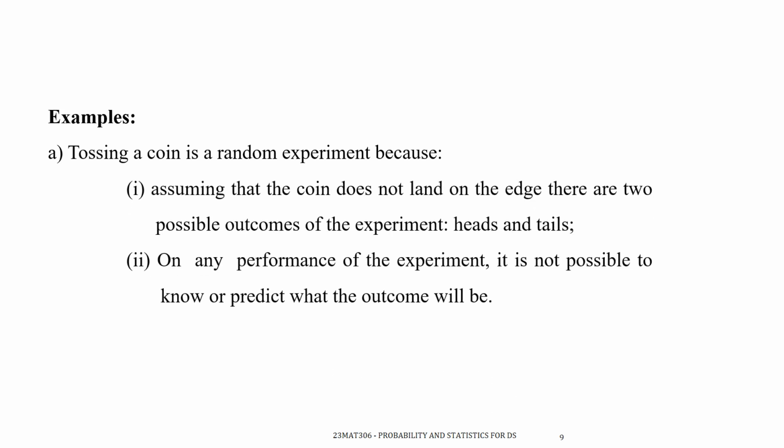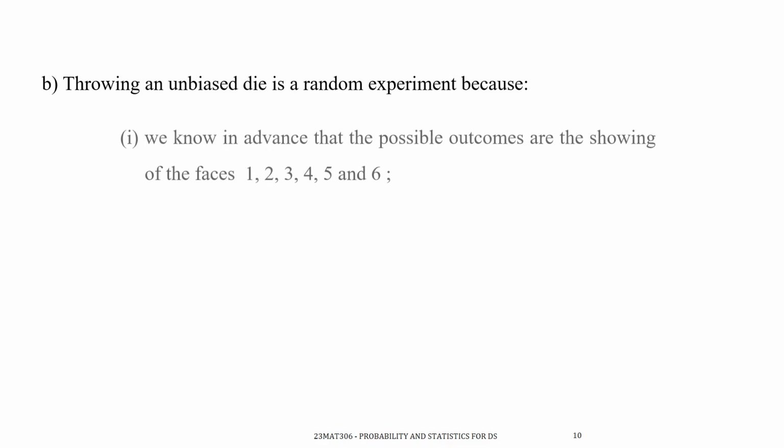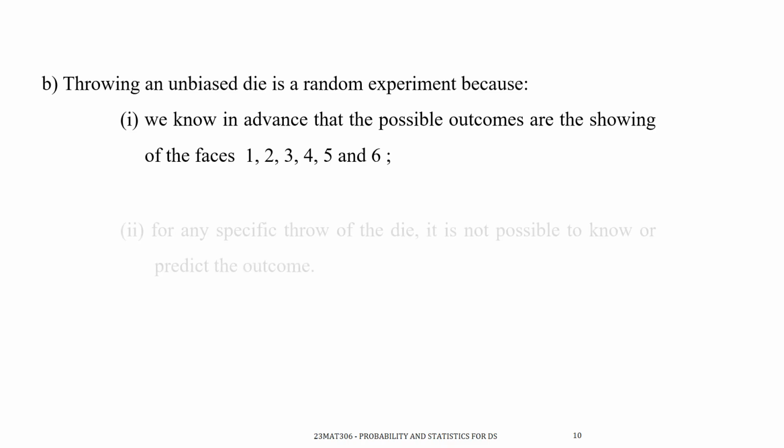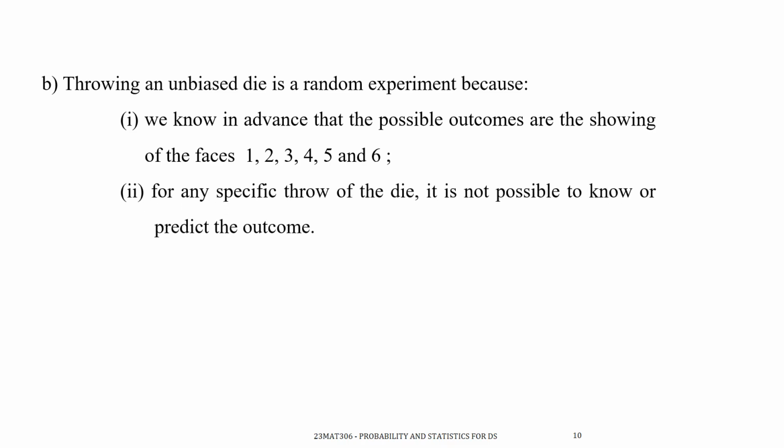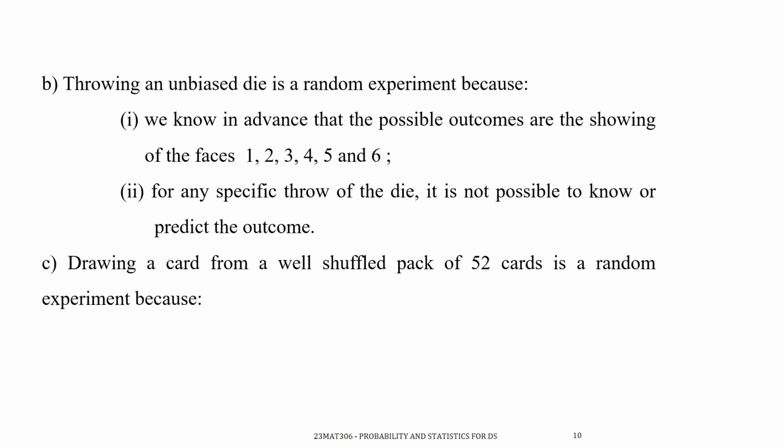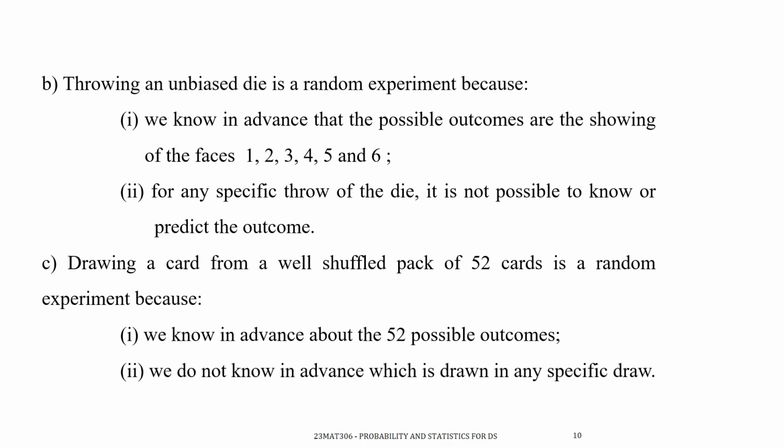So this is the example we have told already. The next example is throwing an unbiased die, which is a random experiment. We know in advance that the possible outcomes of the faces are 1, 2, 3, 4, 5, 6, but we cannot specify which outcome will come in the first and the second trial and so on. Drawing a card from a well shuffled pack of 52 cards is also a random experiment. We know that there are 52 outcomes and we cannot predict which outcome will come first.